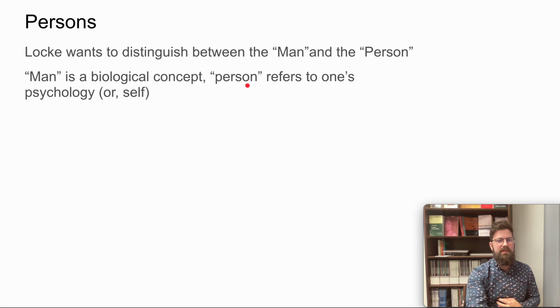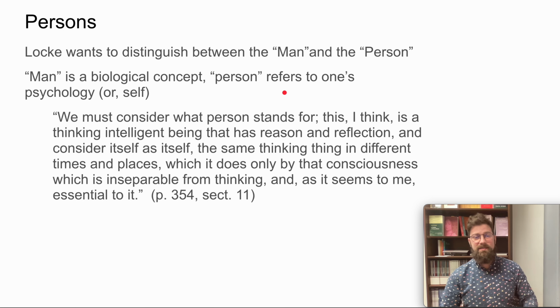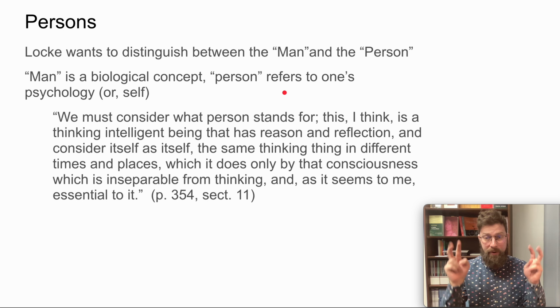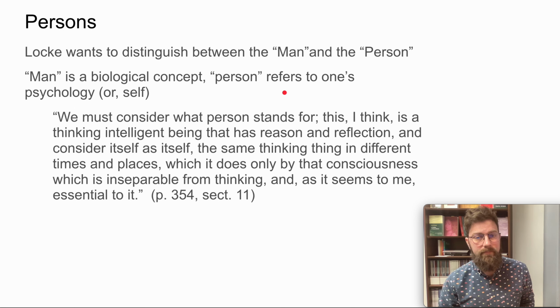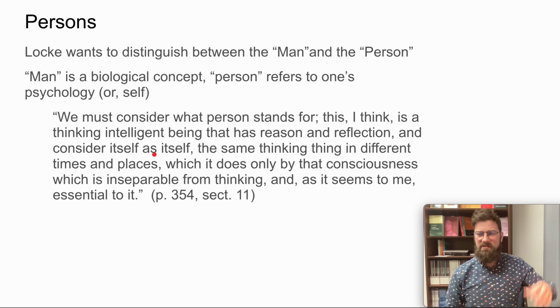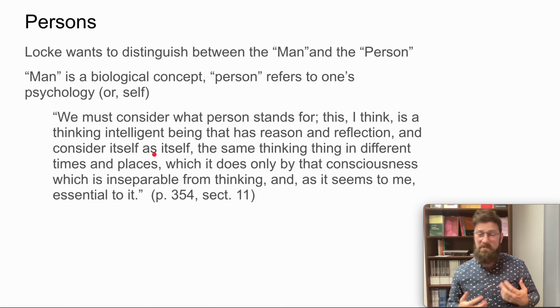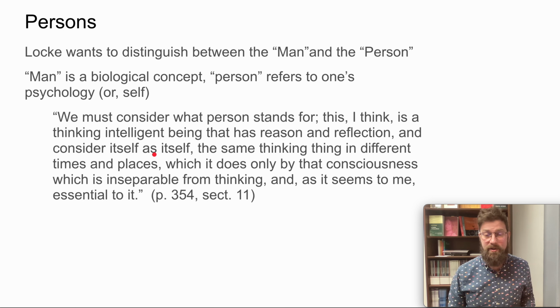So we would think of person as more of a psychological concept than a biological concept. Here's what Locke says. He says, we must consider what person stands for. This, I think, is a thinking, intelligent being that has reason and reflection and considers itself as itself. So this is a way in which we could say, look, your arm doesn't consider itself as itself because that's your body and it's not your mind. We would also realize that things without thought are not persons.